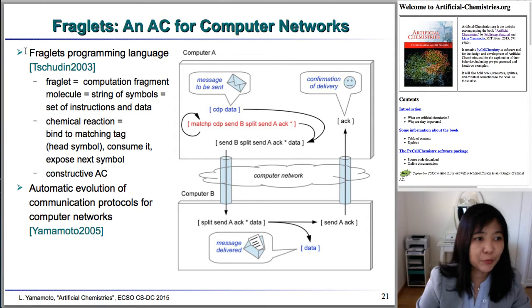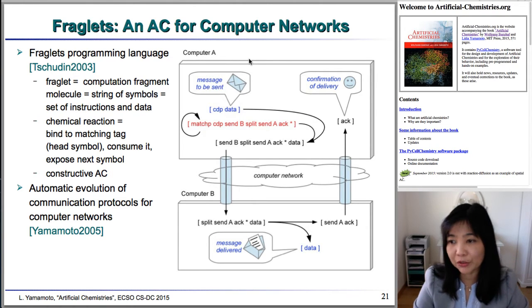I worked with a programming language inspired by chemistry, the Fraglets language, in which we had rules that were like program instructions that were encoded at the head of the molecule, so only the head that is exposed is going to be processed. For instance, by matching, these symbols could match and then expose the rest of the string. The head is consumed and discarded, recycled, as we did before with the DNA finite state machine, and then the rest is sent to the other node, for instance, to implement a communication protocol.